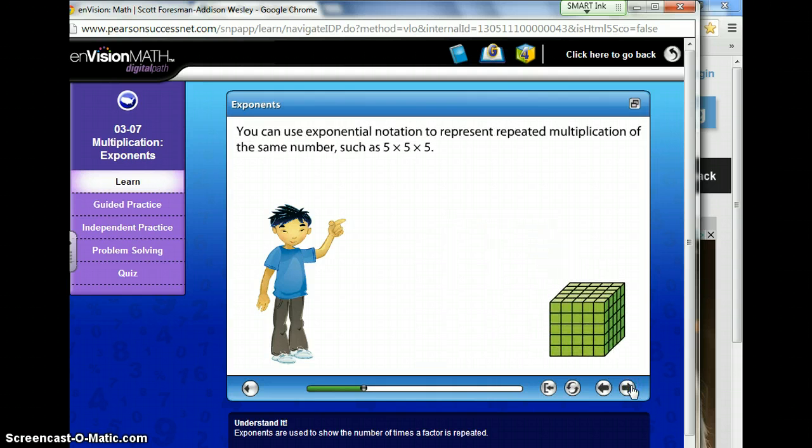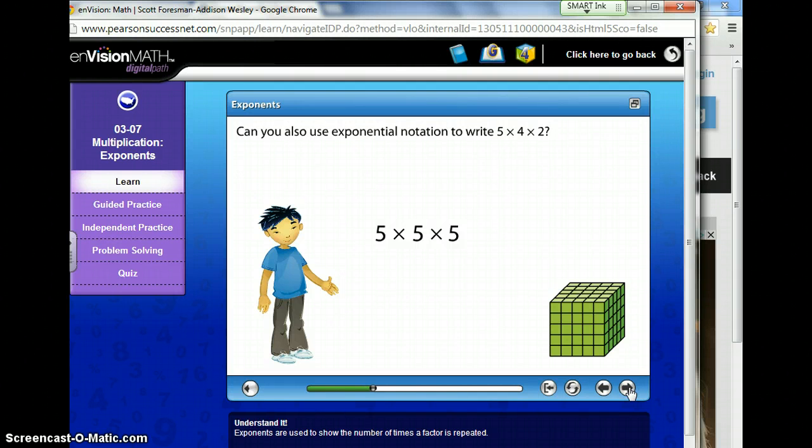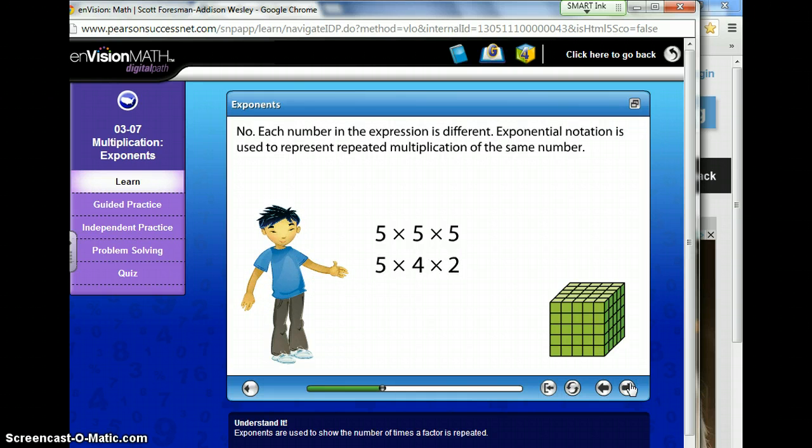We can use exponential notation to show a repeated number in multiplication. For example, 5 times 5 times 5. Is this 5 times 5 times 5 the same as 5 times 4 times 2? No, it's definitely not. Every number is different. But in exponential notation, we use the same number and we just repeat it. Okay?